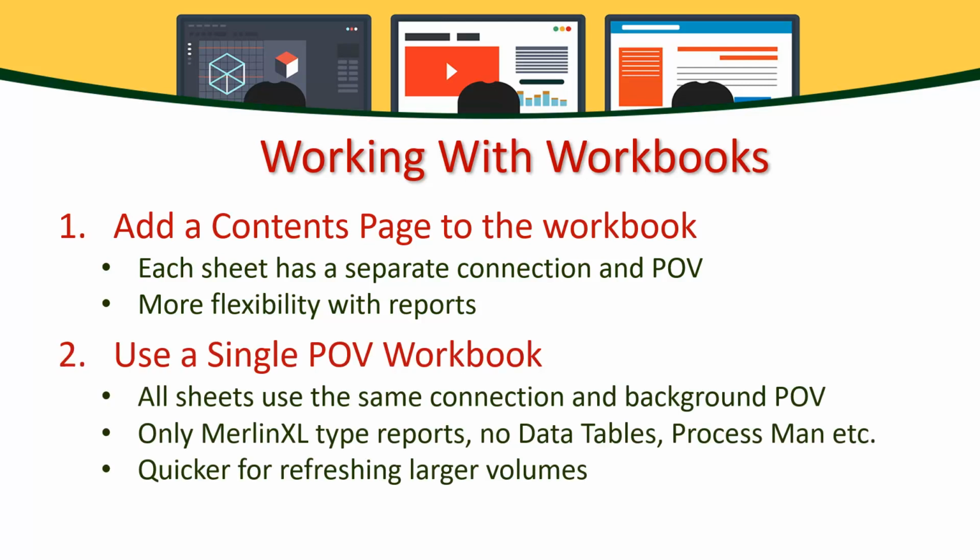The second approach is to start with a single POV workbook. In a single POV workbook, all the worksheets have the same connection and use the same background point of view. Single POV workbooks only support the standard Merlin Excel type reports, which means you can't use data tables or process management reports in these workbooks. But the advantage of a single POV workbook is the refresh time is much quicker, particularly for larger volumes of data. That's because with a single POV workbook, the entire workbook is refreshed in one operation, whereas with the contents page approach, each sheet is refreshed separately.